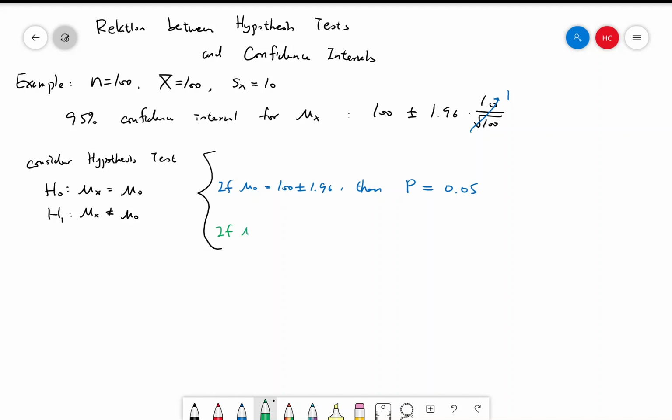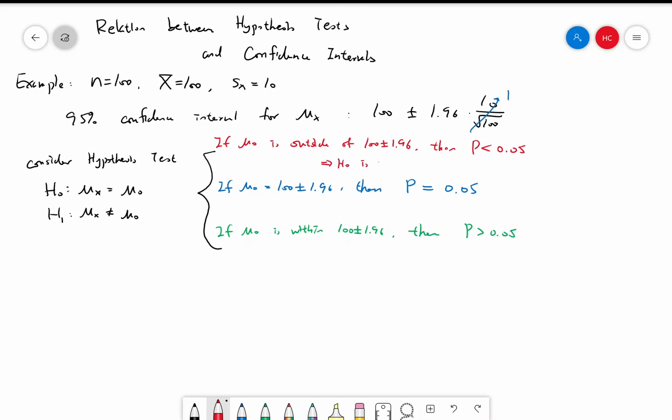If mu naught is between the 2 values of the confidence interval, then the p-value is going to be greater than 0.05. And if mu naught is outside of the confidence interval, then the p-value is less than 0.05. So in short, in the first and the third case, H naught is rejected at 5% level.